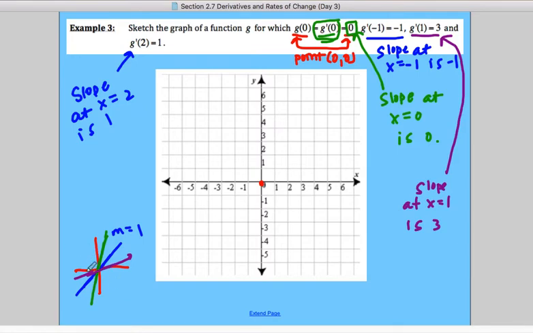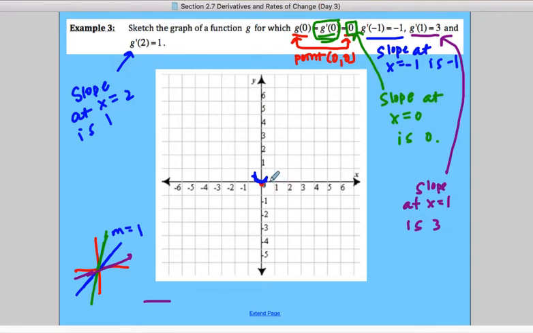Okay, so let's start with the first one. We know our slope at 0 is 0. So to be a slope of 0, I could have a straight linear line like this. The other thing I could do, since we're talking about the tangent line, is have a little curve like so. Because my tangent line touches at just one point, and my tangent line would have a slope of 0 here.